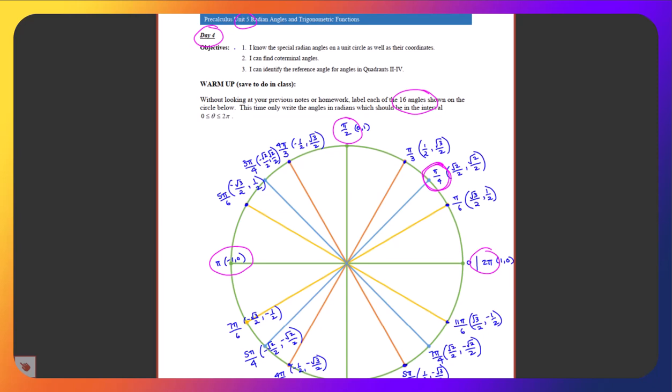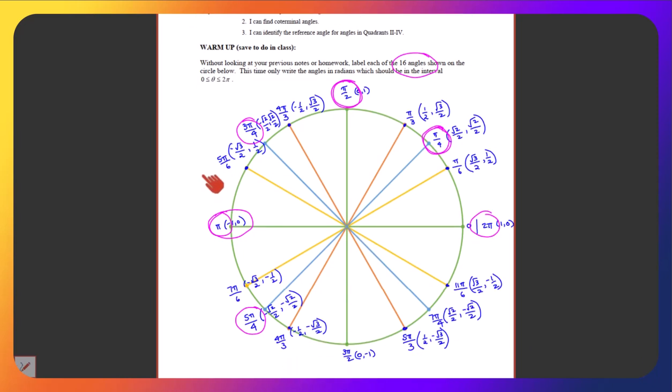1 pi over 4, 2 pi over 4, 3 pi over 4, 4 pi over 4, 5 pi over 4, 6 pi over 4, which reduces to 3 pi over 2, 7 pi over 4, and 8 pi over 4, and 8 over 4 is 2.